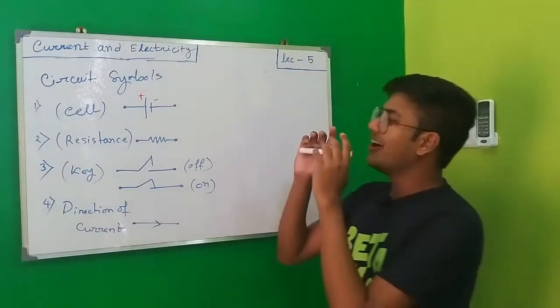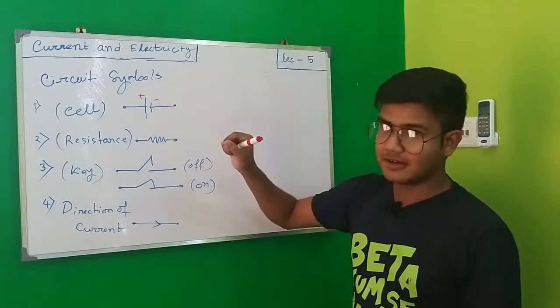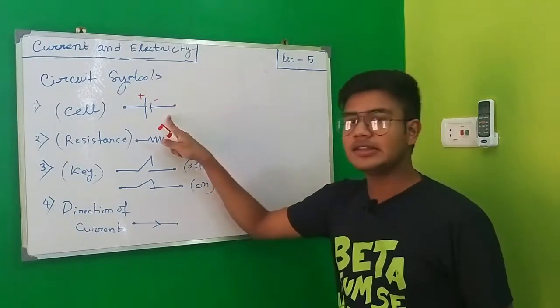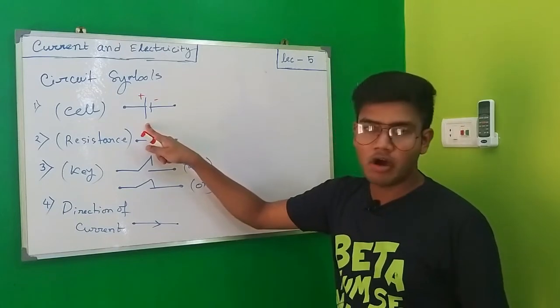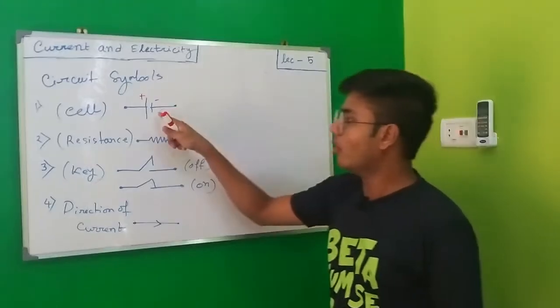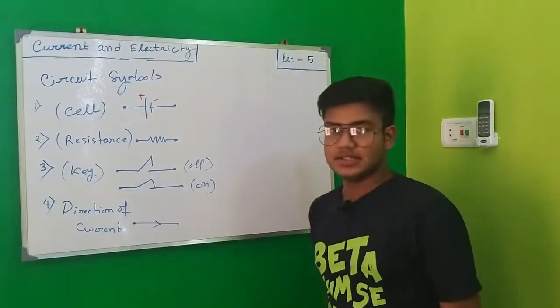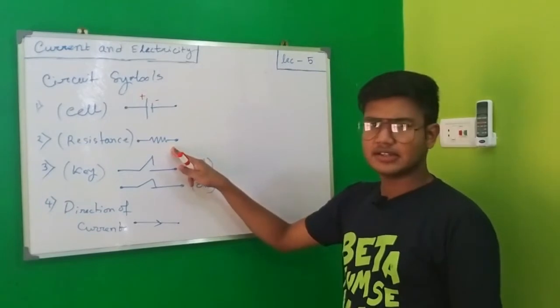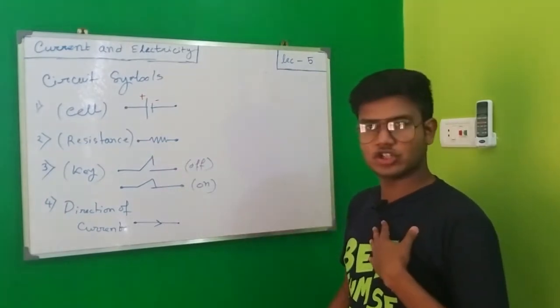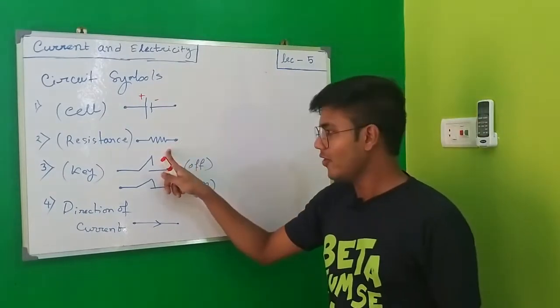Alright, whenever you're drawing a circuit, for a battery or cell you have to provide this symbol, where the bigger or longer bar gives you the positive terminal and the smaller bar gives you the negative terminal. Coming to resistance, that looks a little bit like a heartbeat. Jokes apart, this is the symbol of resistance.